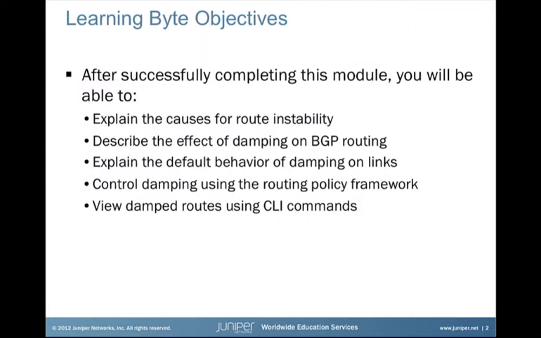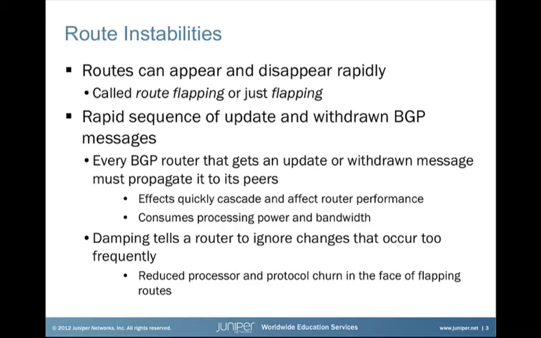So we'll talk about route instability, the effect of damping on BGP routing, explain the default behavior of damping on links, control damping using the routing policy framework, and view damped routes using CLI commands.